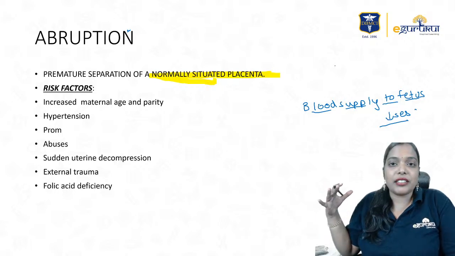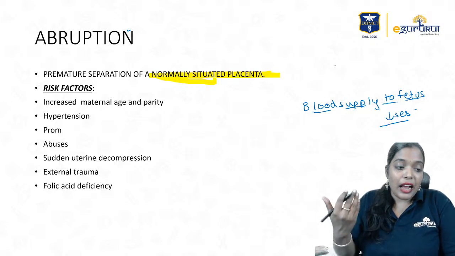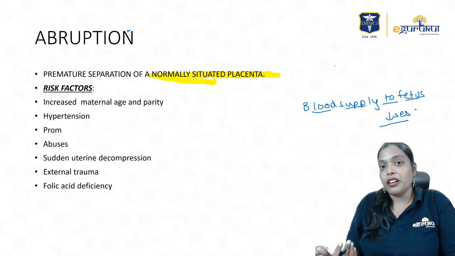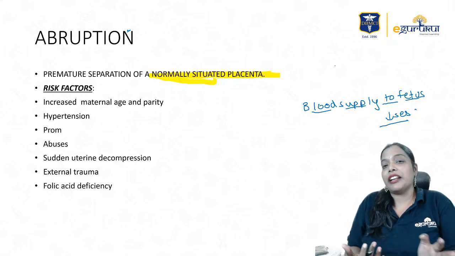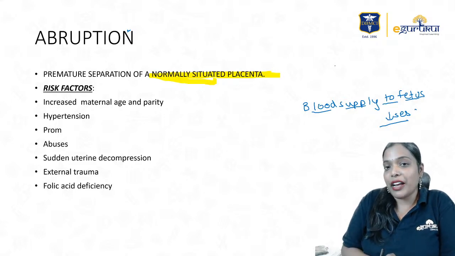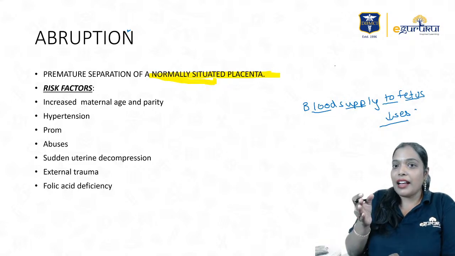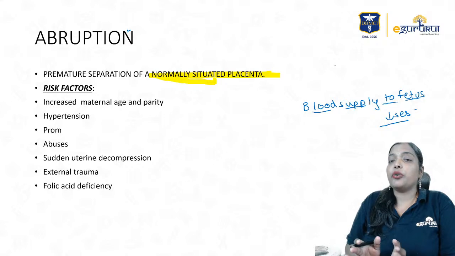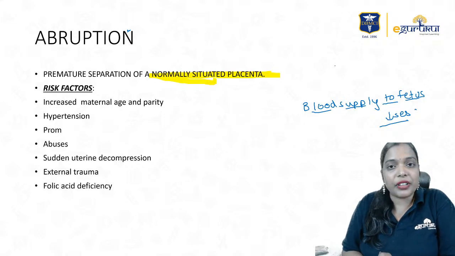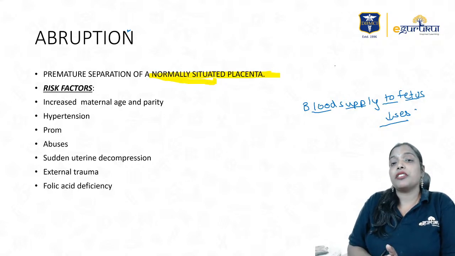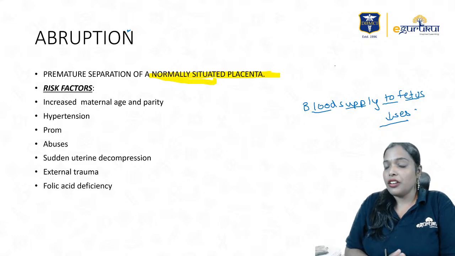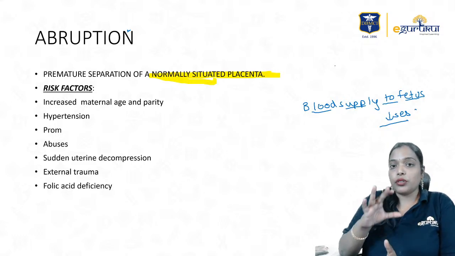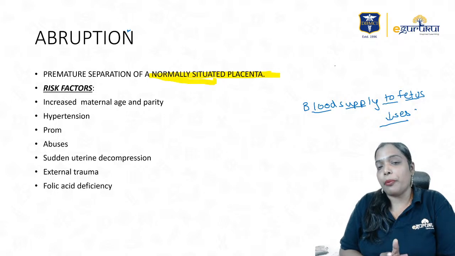And as the placenta is separating, there will be bleeding. So they'll have painful vaginal bleeding. And as there is fetal distress and due to contractions, the mother cannot perceive the movements, so the mother will present with decreased fetal movements. So this is the main scenario of what happens in abruption.